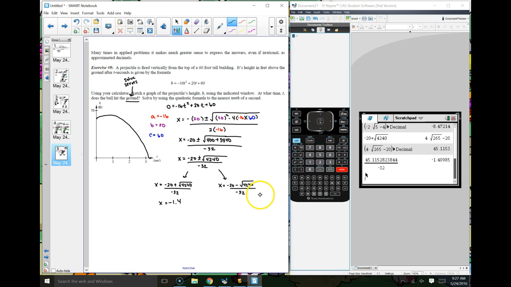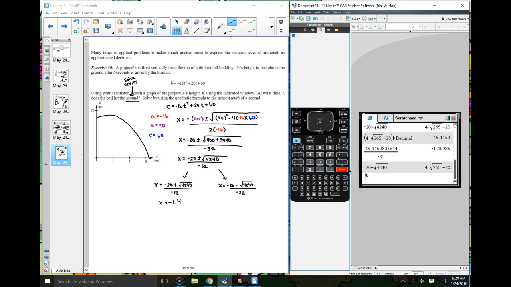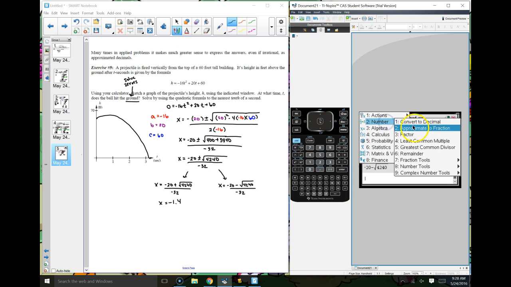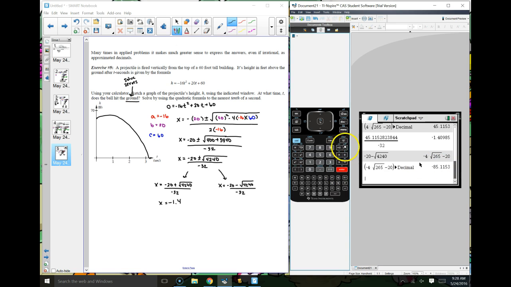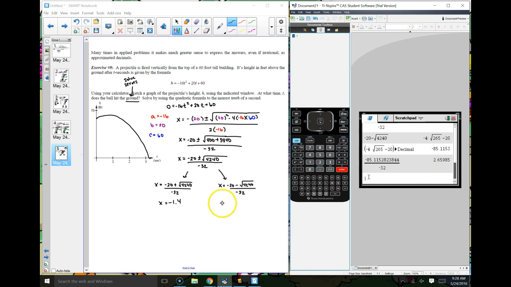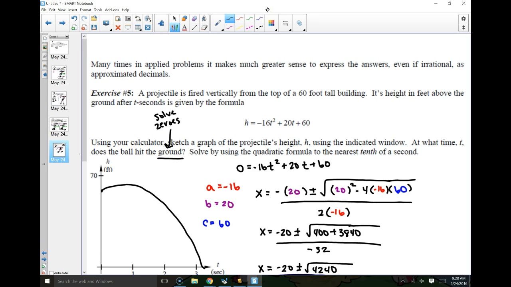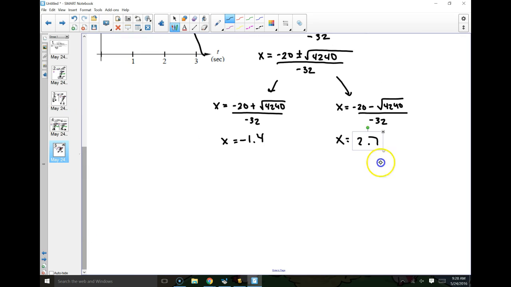The other one, I'm going to do the other one, so I get negative 20. Now it's minus the square root, so control the square root symbol, 4240, hit enter. Your calculators don't do this convert to decimal thing because it already is a decimal. So I get this, and then I have to divide by negative 32. When I do this, I get 2.65, but this actually converts to a 2.7, so I get 2.7. So when you're converting these decimals, please be really careful when you round.